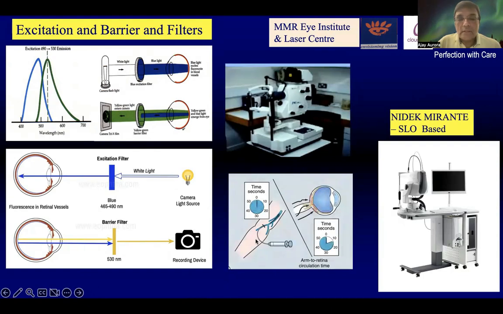The dye is injected in the antecubital vein. It can also be injected on the dorsum of the hand. And then we look at the circulation of the dye within the retina. It can be done by the normal fundus camera, which gives us a view of about 50 degrees, or by an SLO-based machine like the Nidec Mirante, which covers the entire field.